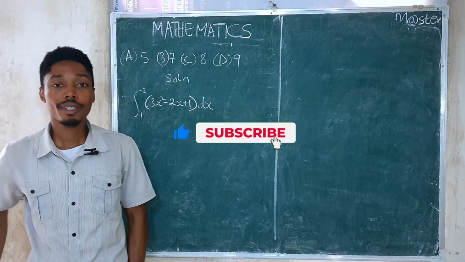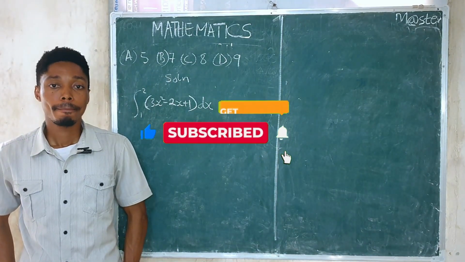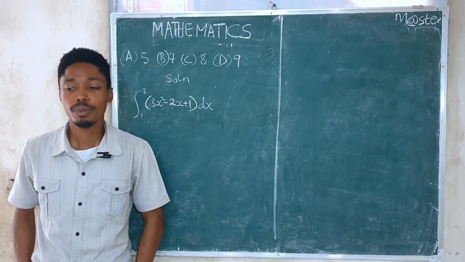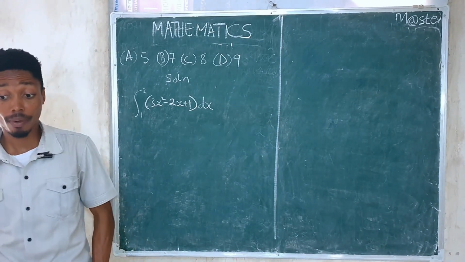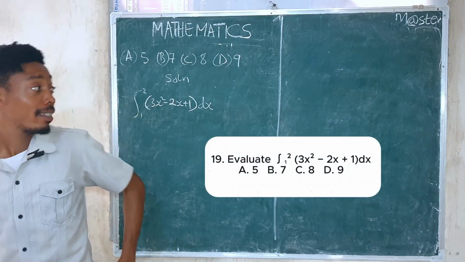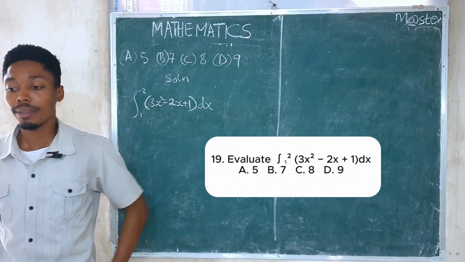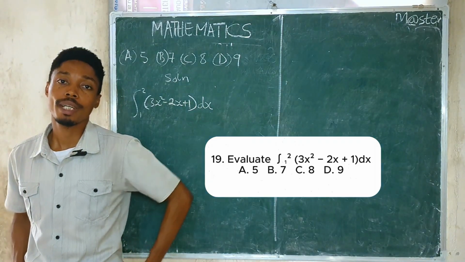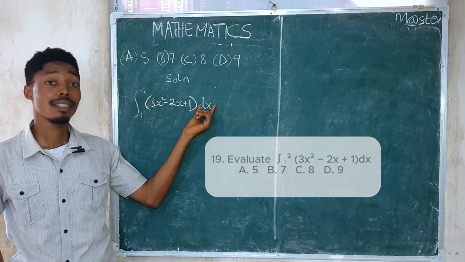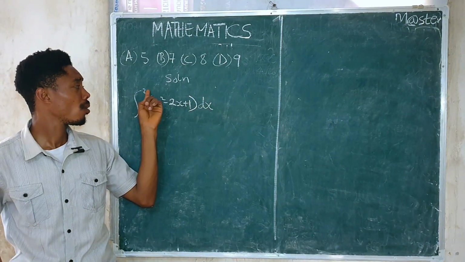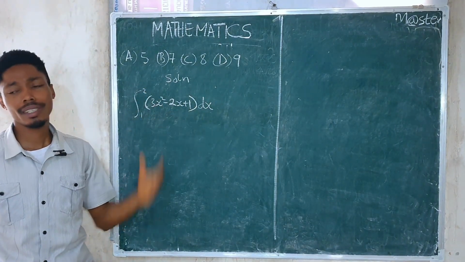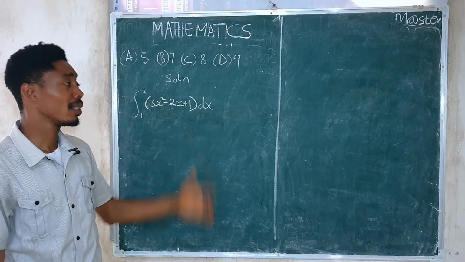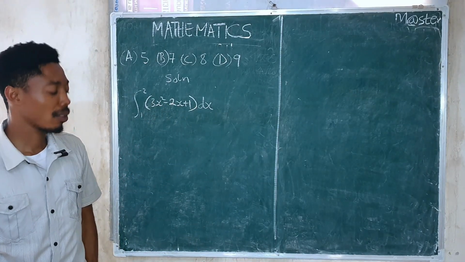This question before us is on integration. It's a past question also, and it says, evaluate the integral of 3x squared minus 2x plus 1 with respect to x, dx, within the boundaries of 2 and 1. So this is definite integration. We're going to evaluate the integral within that boundary.